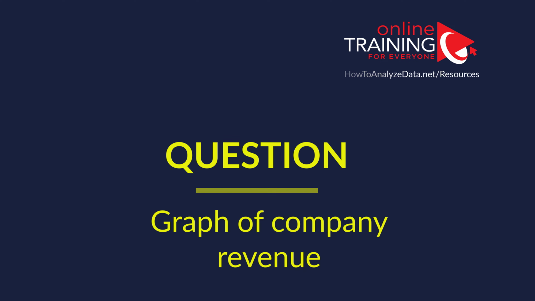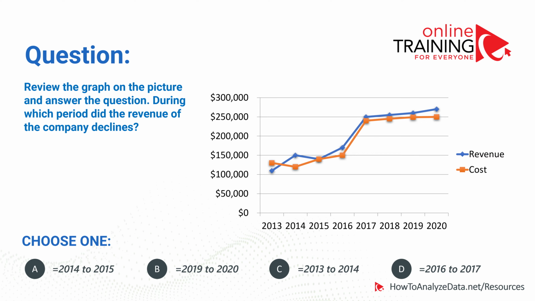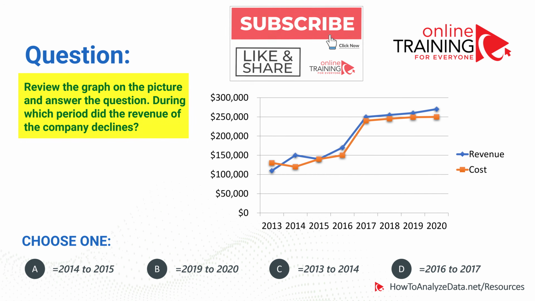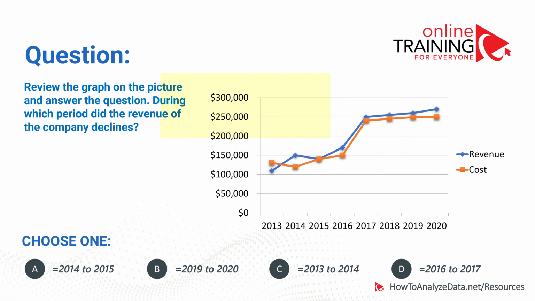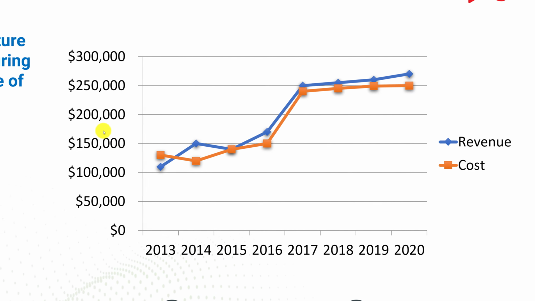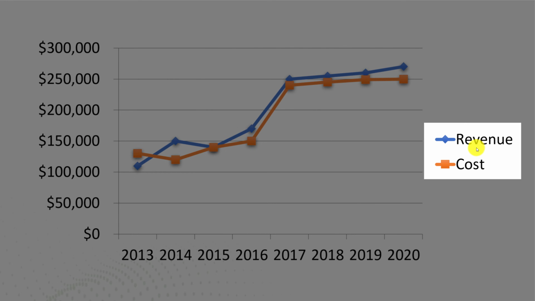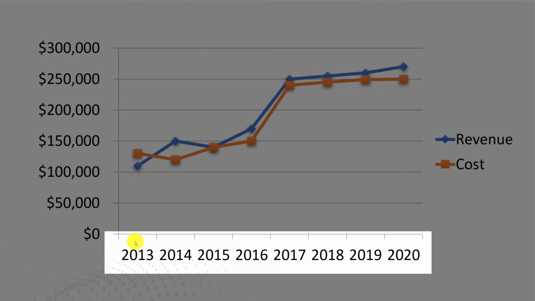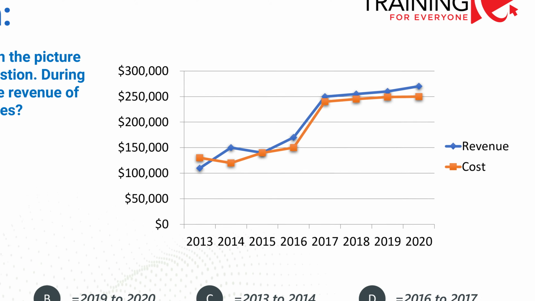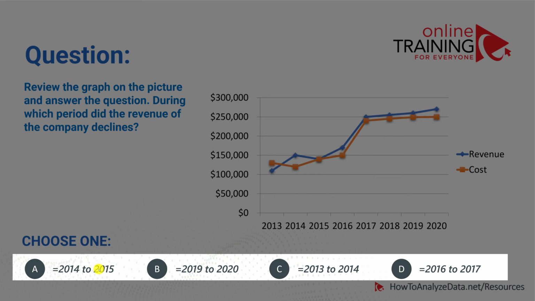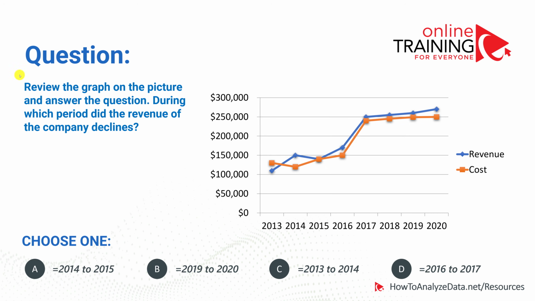Let's look at the question which tests your knowledge of logical reasoning and how well you can apply this knowledge to charts and graphs. Review the graph in the picture and answer the question: during which period did the revenue of the company decline? There is a picture represented here with two lines, one blue line that shows revenue, and then the orange line which shows the cost. The period is from 2013 to 2020, and you have four choices to select from: 2014 to 2015, 2019 to 2020, 2013 to 2014, and 2016 to 2017. Which one do you think is right?